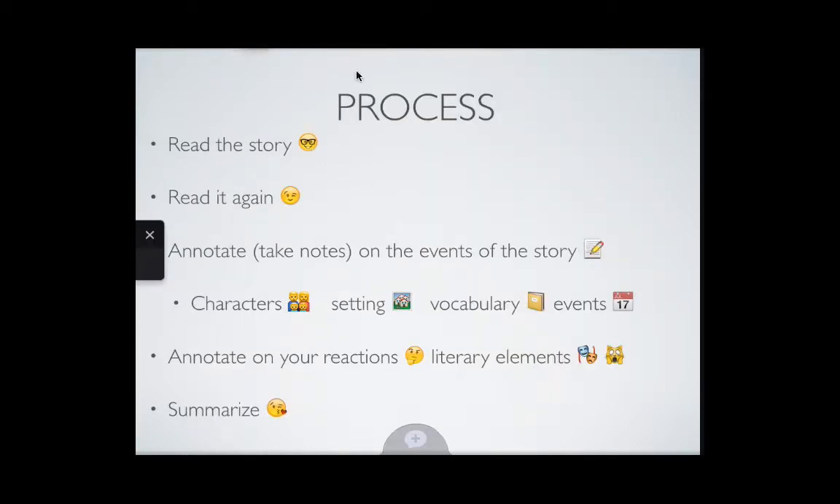Next slide, I am going to show you an example of a close reading. So we're going to do a walkthrough of a close reading. But first, let's take a look at the process of close reading. You'll notice there are 5 basic steps that you'd want to follow when doing a close reading. The more you do this, the more comfortable it will be for you.